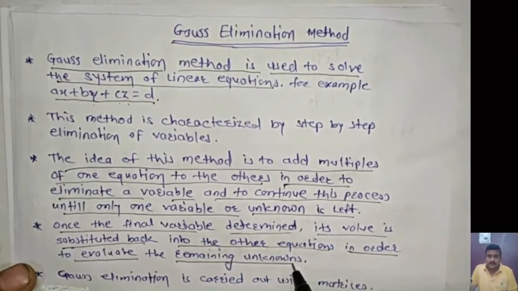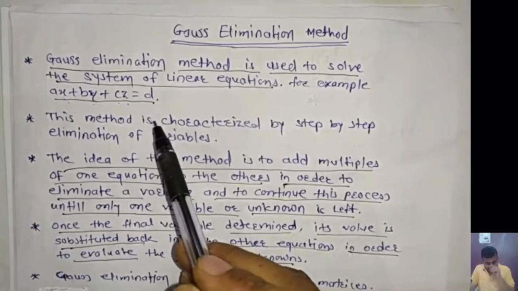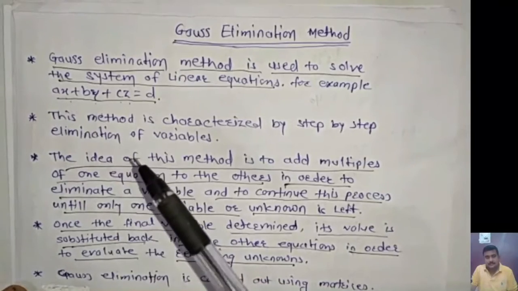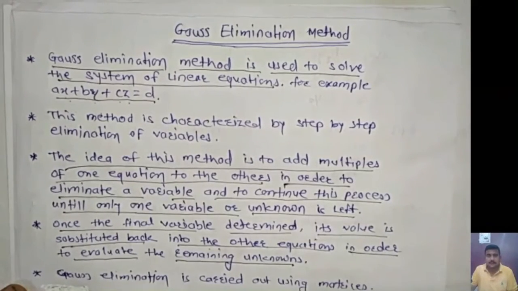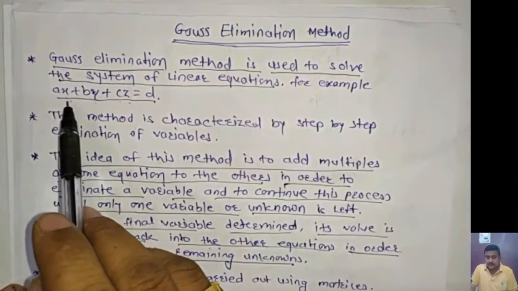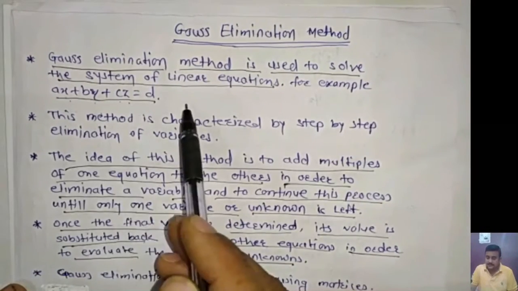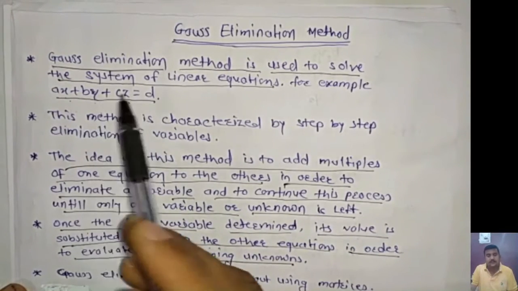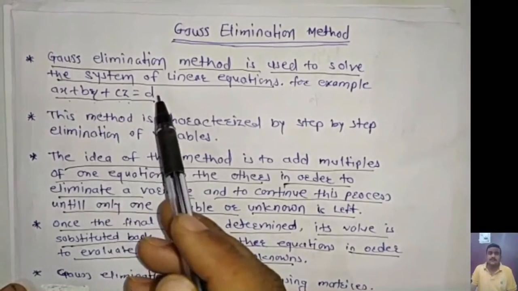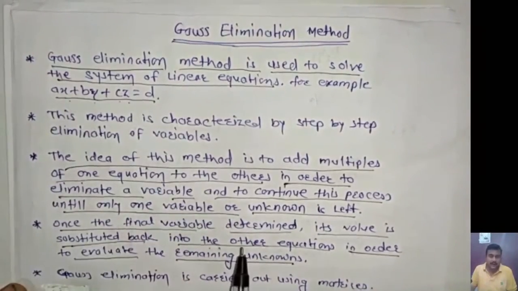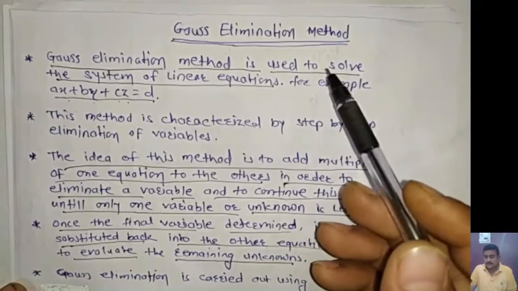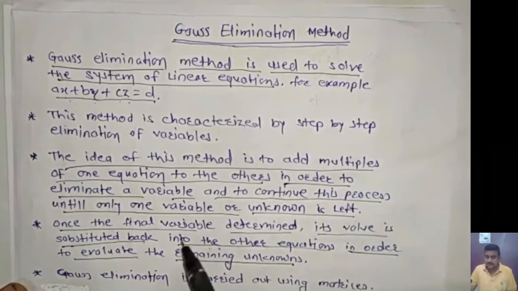Now, in the example ax plus by plus cz equals d, we have three unknowns x, y, and z. We will eliminate x, y, and z one by one so that we get the values of the remaining unknowns. For example, firstly we eliminate x and y, then we get the value of z. We put this value of z back into the previous equations and we get the value of y. Then again we put the values of y and z in the next equation and we get the value of x. This method is also termed forward elimination and back substitution.